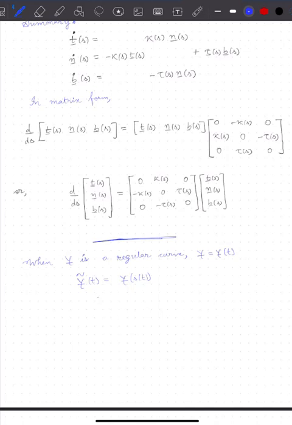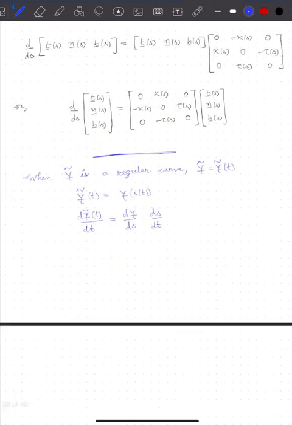Yeah. So when gamma is a regular curve, right? So gamma tilde, and then we can express in terms of this, right? So when we take the derivative with respect to t, then this will have d gamma by ds into ds by dt, right? And the norm, taking the norm on both sides.